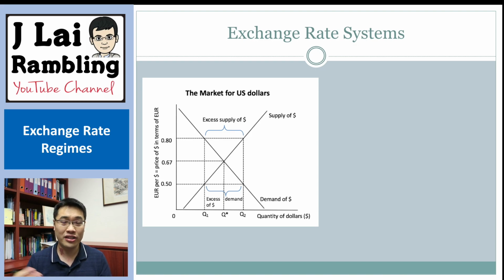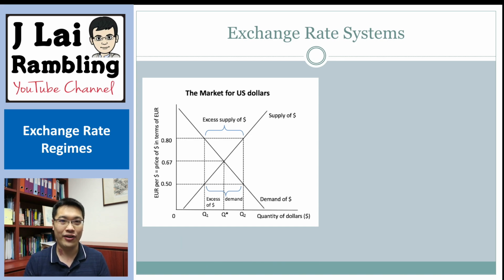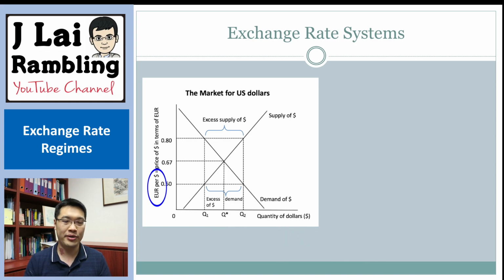You can just treat the dollars here as a good, like apples or oranges. Euros per apple, euros per orange. And as you can see, the horizontal axis is the quantity of dollars, like the quantity of apples or oranges. So here it's euros per dollar.